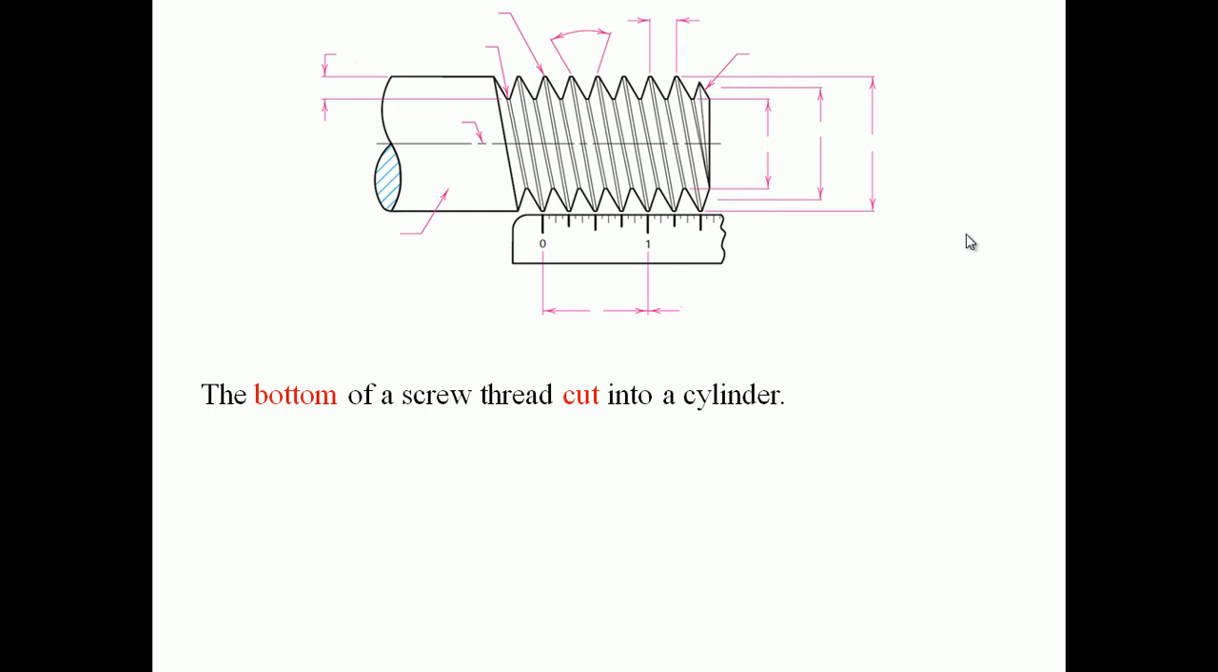The next term is the bottom of a screw thread cut. If you see in the diagram, in this diagram we have so many bottoms of a screw thread cut. The bottom of a screw thread cut into a cylinder is known as the root. You can see this, it's known as a root.